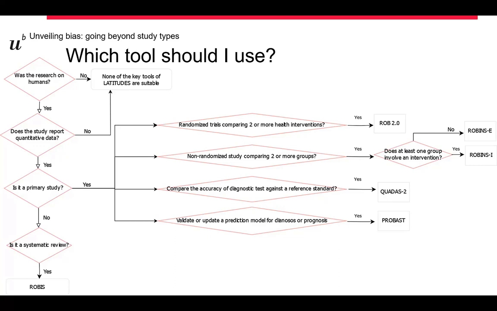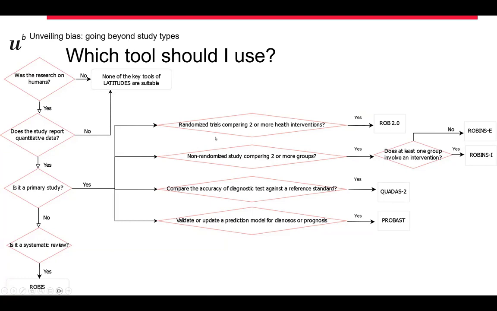By following this flow diagram, we can identify key questions that can guide you to take the decision. So the first thing is you need to ask yourself, is the study that I want to evaluate focused on humans? If the answer is yes, you have to ask, is the study reporting quantitative data? If the answer is yes, you have to ask, is this a primary study? If the answer is no, you will be guided to use the ROBIS tool for risk of bias assessment. But if the answer to this question is yes, you will have to reflect on the specific details of the study that you want to evaluate.